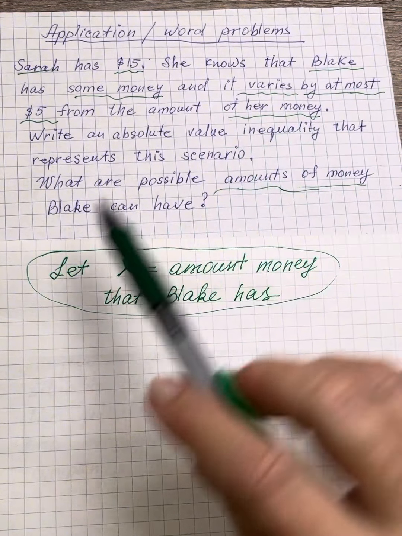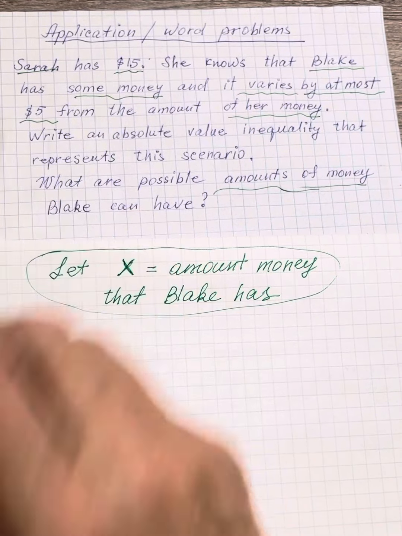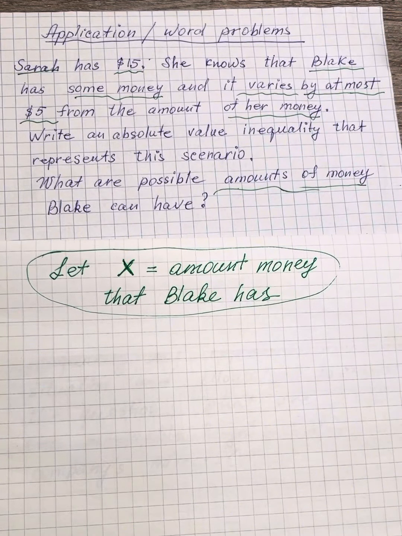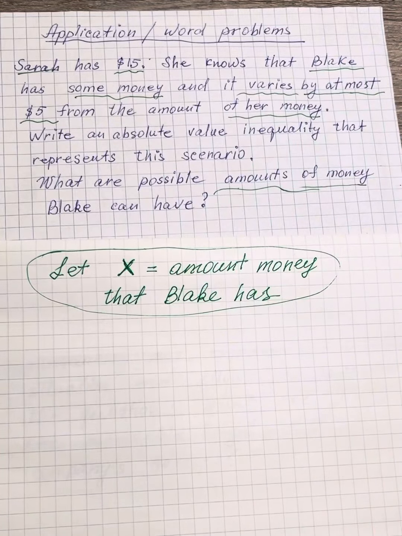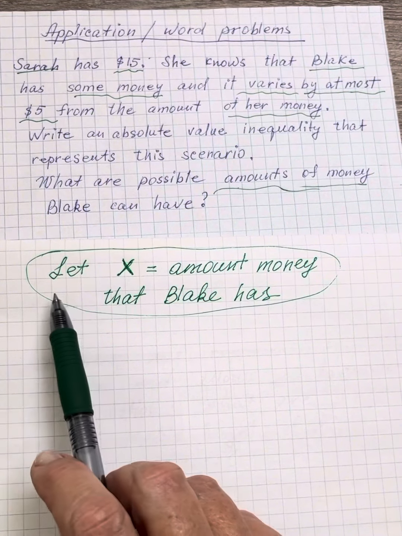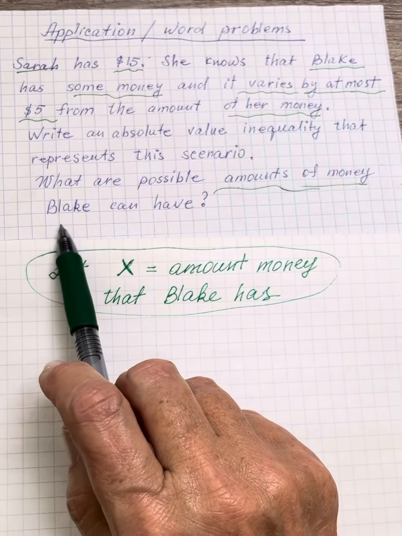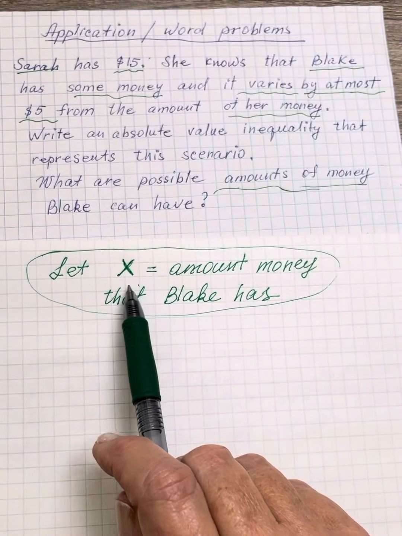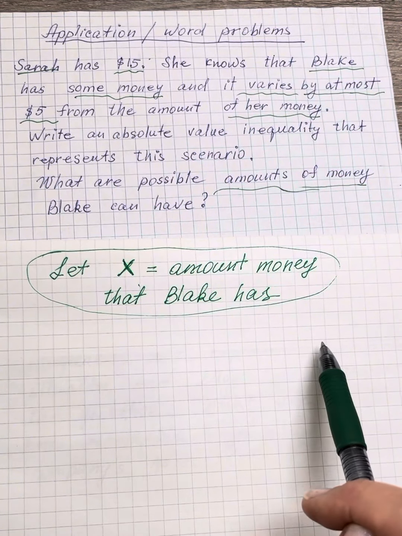First of all, as you see, I underlined that keywords. We have to pay attention and understand the meaning of these words. So we know exactly that Sarah has $15. Very good. But Blake has some money, and they're asking what is possible amount. So we need to come up with a variable, and since the question is amount money that Blake has, we put it x. So x we denote as the amount money what Blake has.